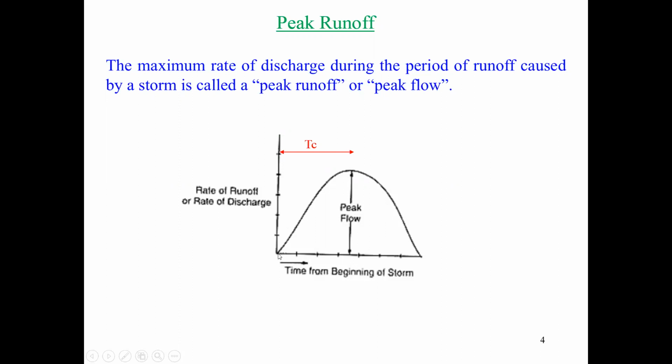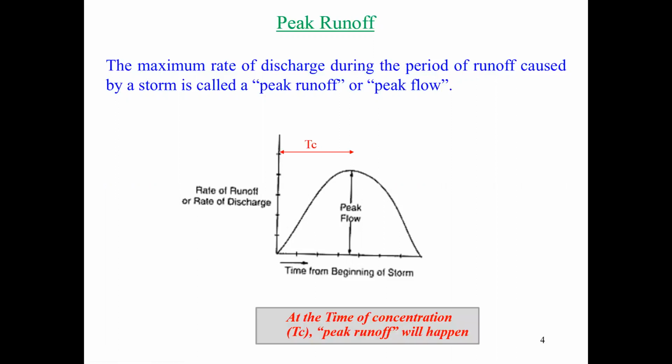You can see initially there is no runoff because the soil is absorbing all the water. With time, the runoff is increasing, and at one point it will reach the peak flow. That magnitude is called the peak runoff. The time it takes to reach that point is the time of concentration. So we already know that at the time of concentration, peak runoff will happen.